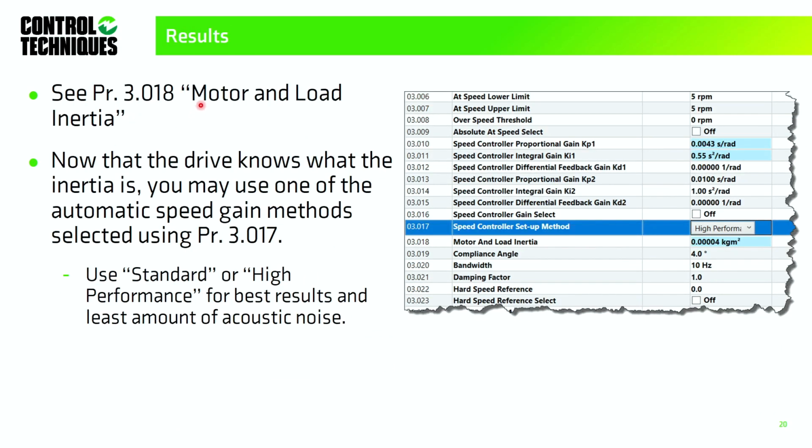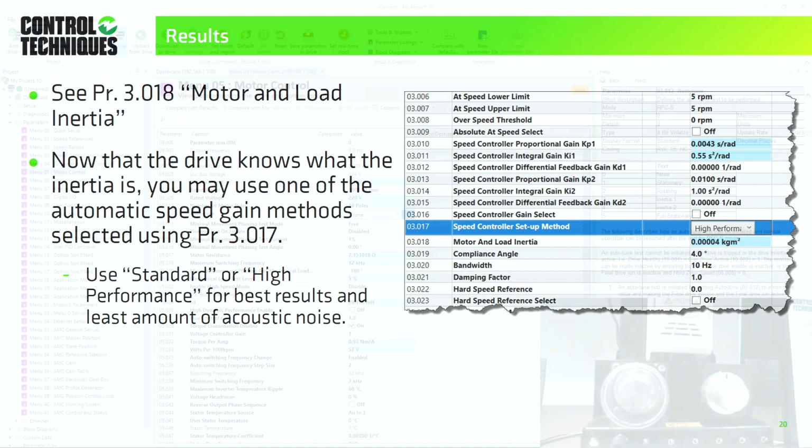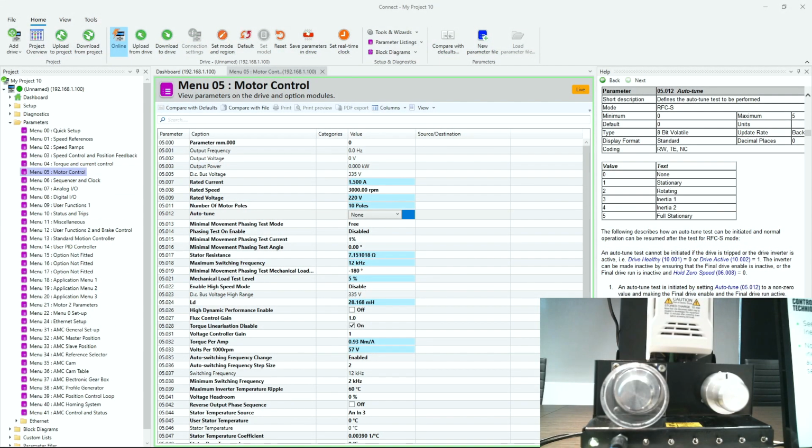And where the results are found is in menu 3, parameter 18, which is motor and load inertia. Now, yes, we are a European company, so we're using metric terms, the inertias in kilogram meter squared, as opposed to inch-pound second squared, but you can do the conversion. So let's go see what the measured motor and load inertia was for my little test here. So I'll go back to menu 3.